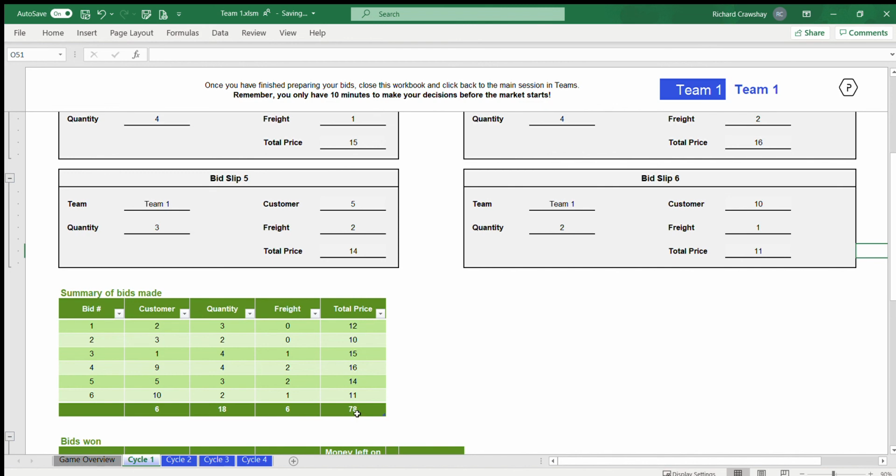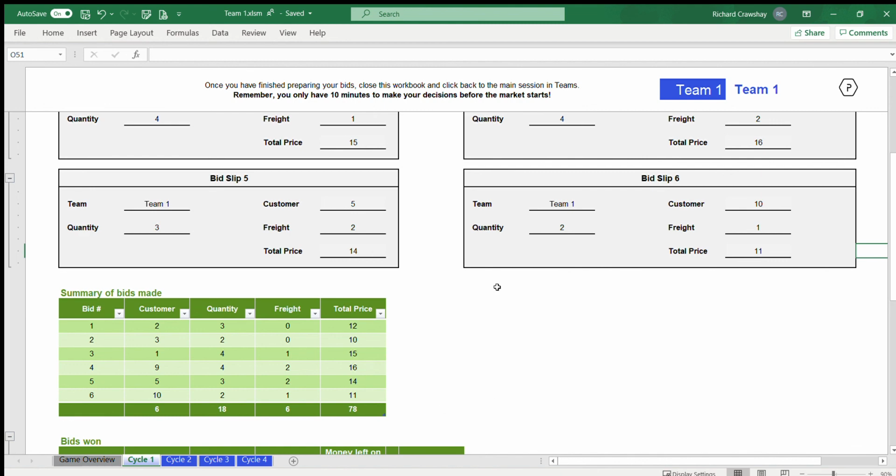Now, if I was to win all of these, I know my cost of goods would be 18 times 2, which is 36, plus the 6 for freight, means it's 42, plus 6, 1 for each one winning, is 48, plus the 5 fixed costs is 53, and therefore 78 to 53. If I was to win them all, I should make a profit of around about 25.